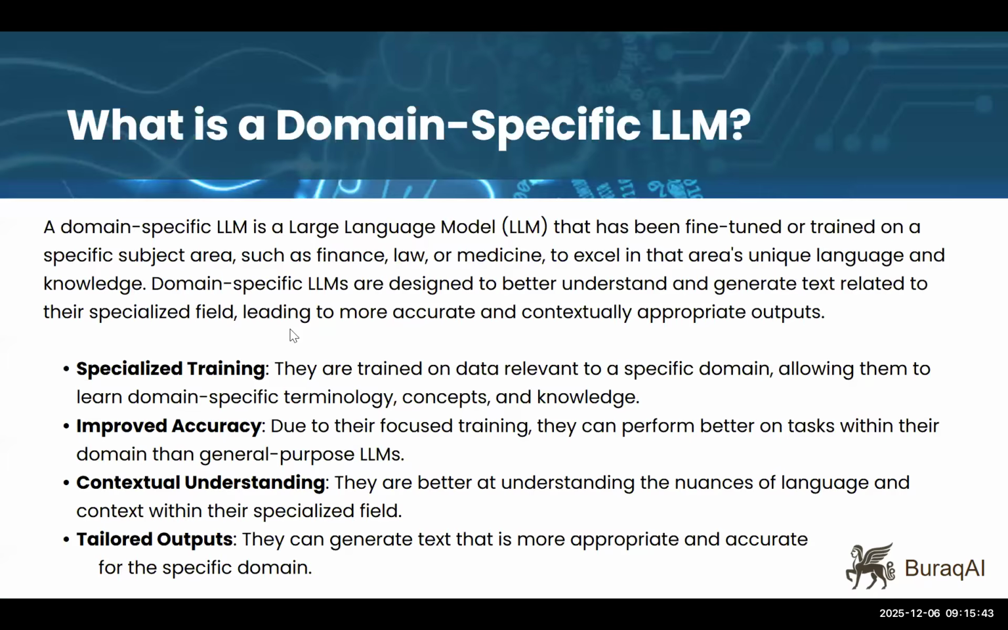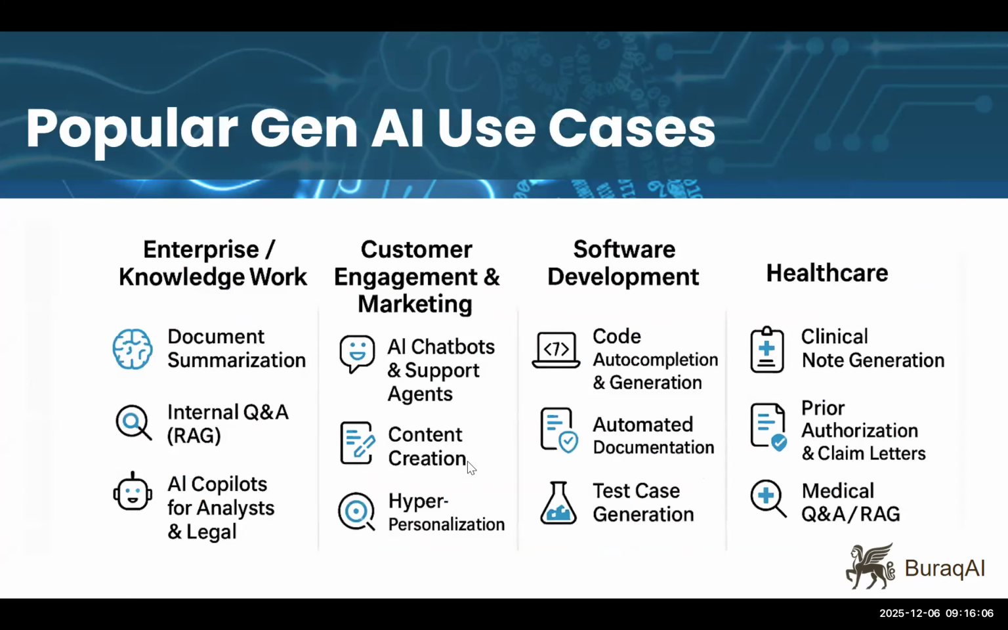Even ChatGPT can do these, but it's generic, and these are more specific. They perform better and they have only one specific task to do, so they obviously perform much better. They are trained on data relevant to a specific domain, allowing them to learn domain-specific terminology, concept knowledge, improved accuracy, contextual understanding, and tailored outputs. Okay.